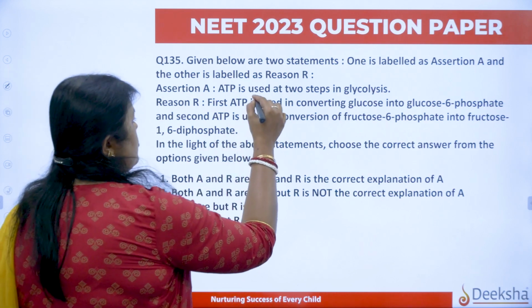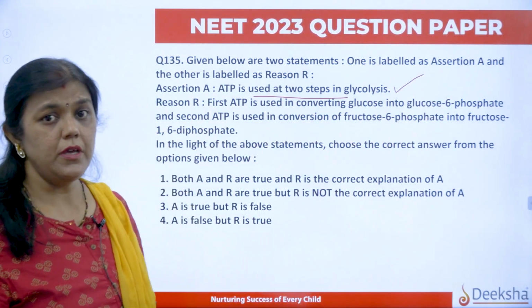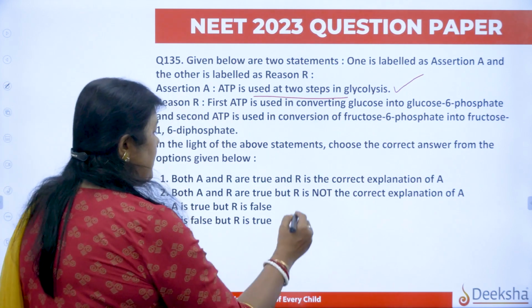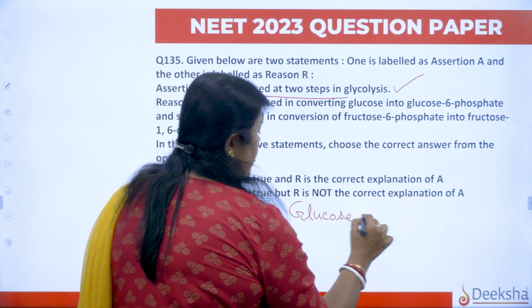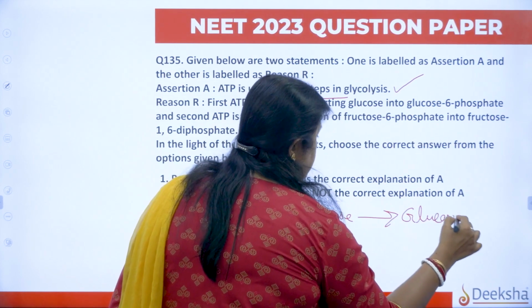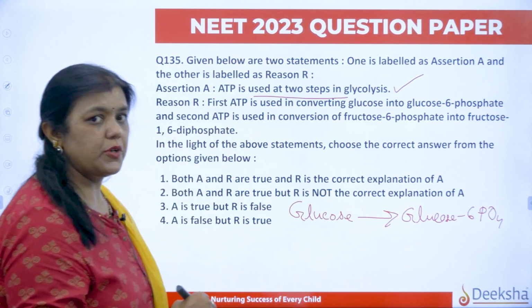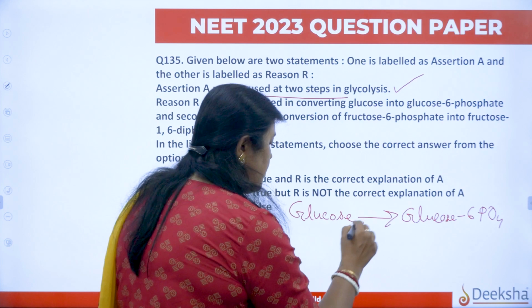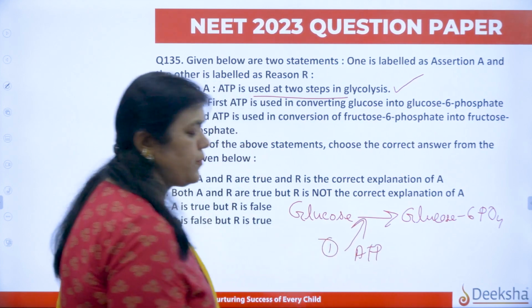See, ATP is used at 2 steps in glycolysis. This is a correct statement, right? We need ATP in both the steps. First ATP: you are starting glycolysis with glucose, right? So you are making glucose 6-phosphate. In the 6th position of the glucose molecule, you are adding a phosphate group. So for that, obviously, you need ATP. So this is your ATP number 1 which is used.